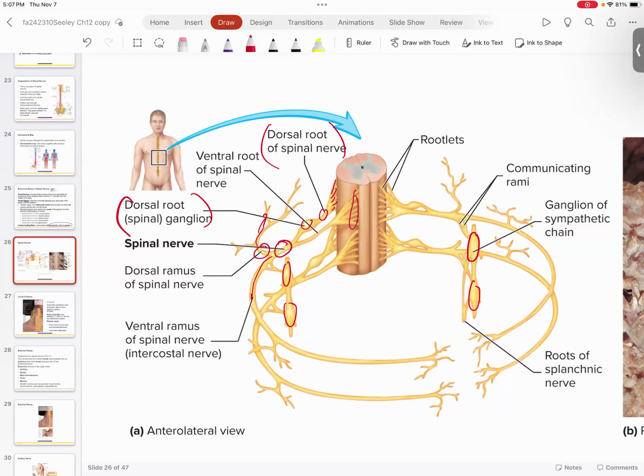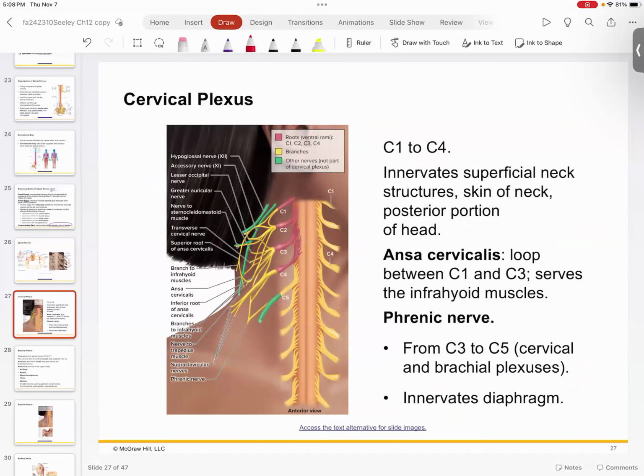So for instance, here's the dorsal ramus running to the back, and the ventral ramus will give off an offshoot, which will be the communicating ramus that will go to the sympathetic chain ganglion. Now, the chain ganglia is something like a series of processing stations, substations, if you will, that allow you to have extra processing specifically for the sympathetic division of your nervous system.